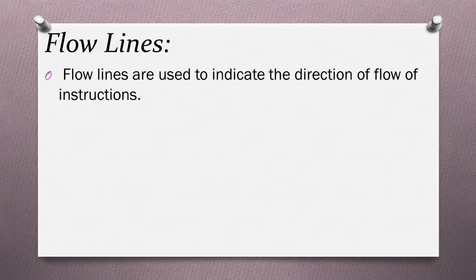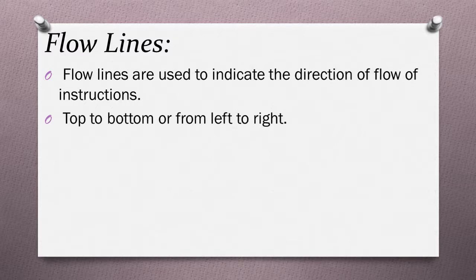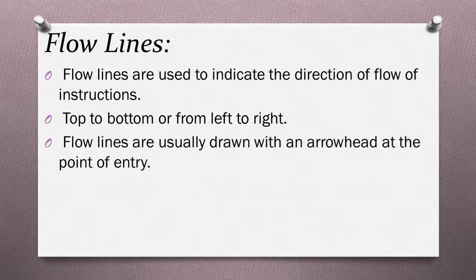Last one is flow lines. Flow lines are used to indicate the direction of flow of instruction. Top to bottom or from left to right. Usually all the algorithm will work based on top to bottom, meaning start to stop, and also based on the decision it will go from left to right. Flow lines are usually drawn with an arrowhead at the point of entry. Look at this. This is the flow line from left to right. This one from top to bottom.